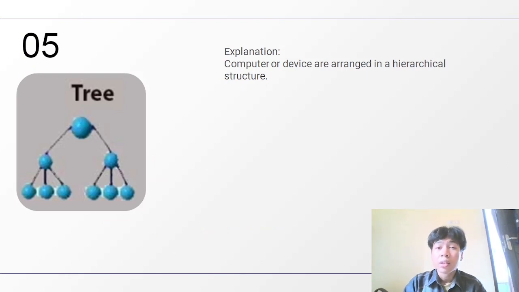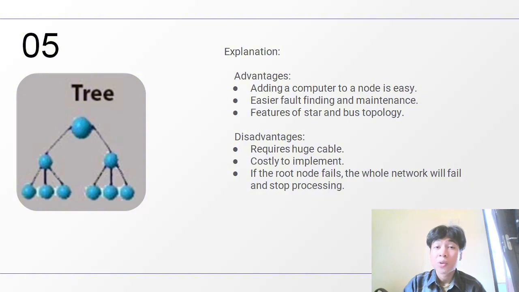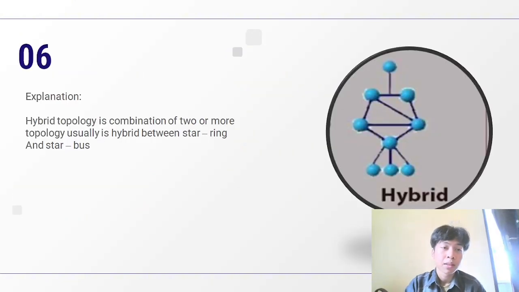Next is tree topology. In this topology, computers or devices are arranged in a hierarchical structure. The advantages of this topology are that adding computers to a node is easy, fault finding and maintenance are easier, and it has features of the star and bus topologies. Next are the disadvantages of this topology. Number one, it requires huge amounts of cable. Number two, it is costly to implement. And number three, if the root node fails, the whole network will fail and stop processing.